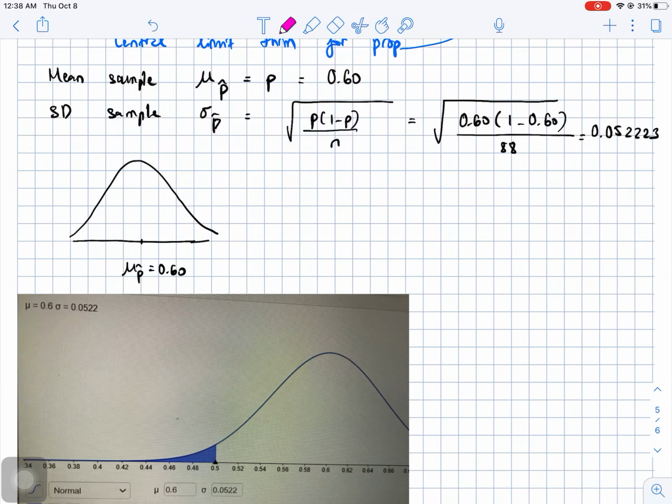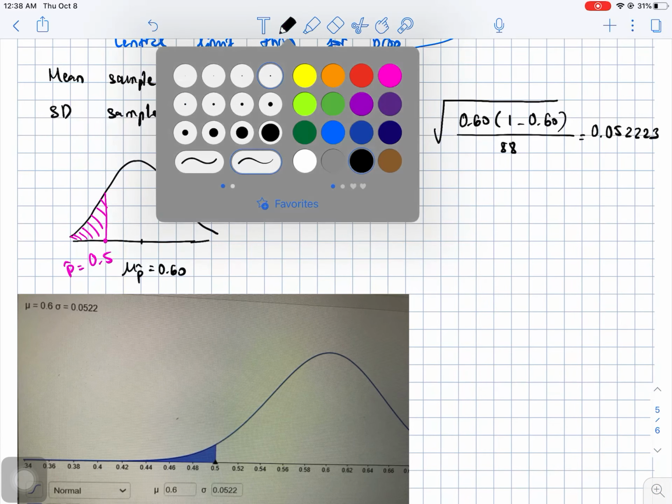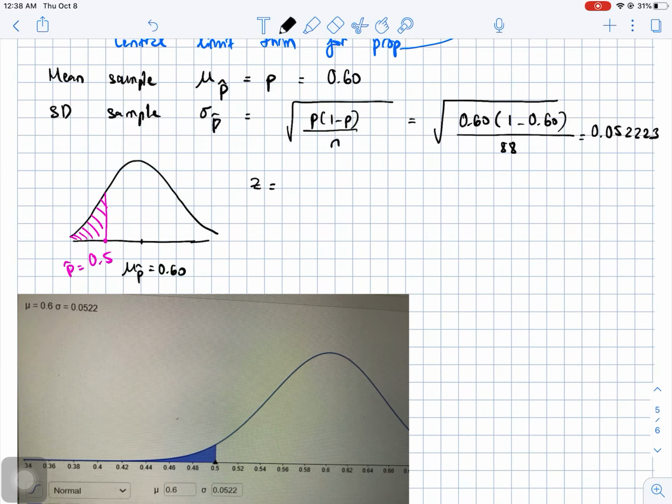Now we draw the normal curve. First of all, we need to locate the mean. The mean is mu of p hat, which is 0.60. The half in the question means 0.5. 0.5 is less than 0.60, so it is on the left side. And then we want less than half, so we will shade on the left side. So our job is we need to find the area or the probability that is less than 0.5.